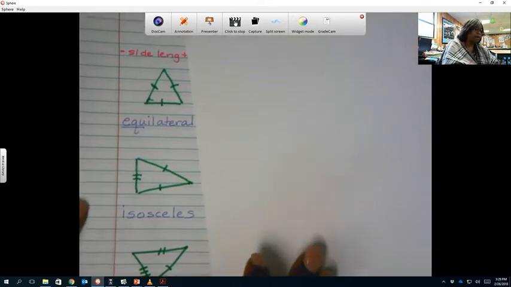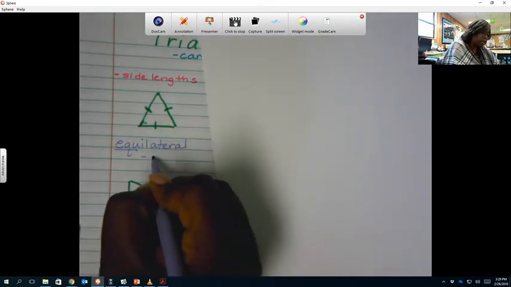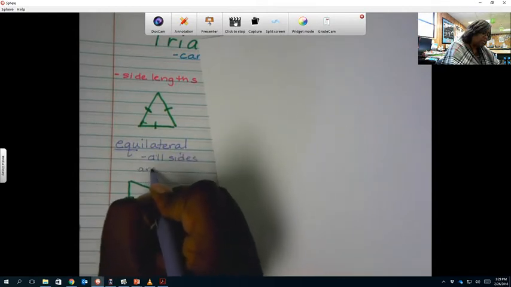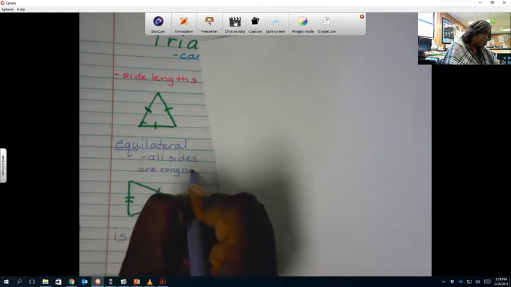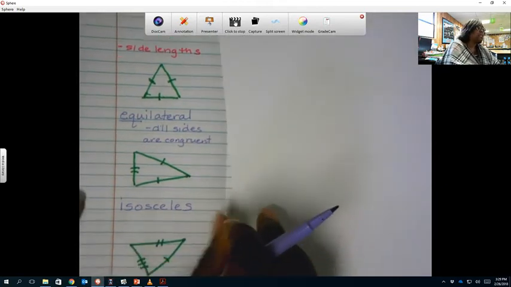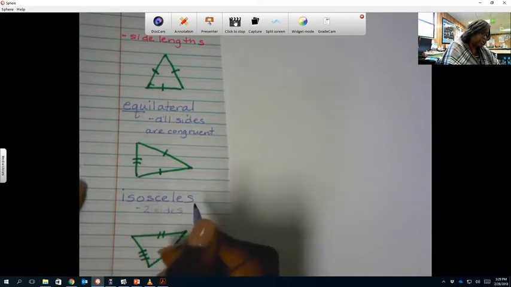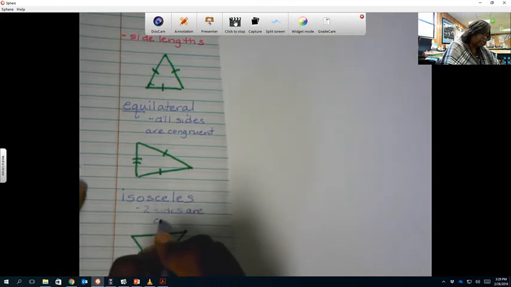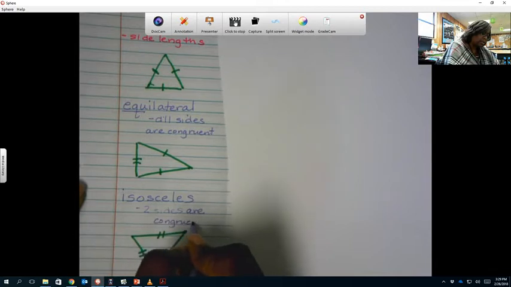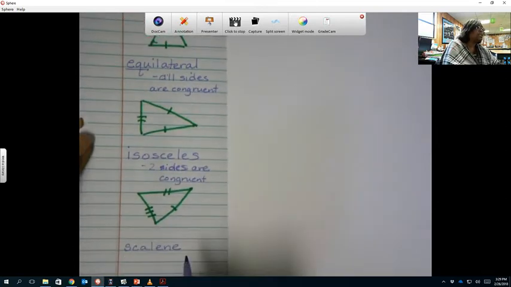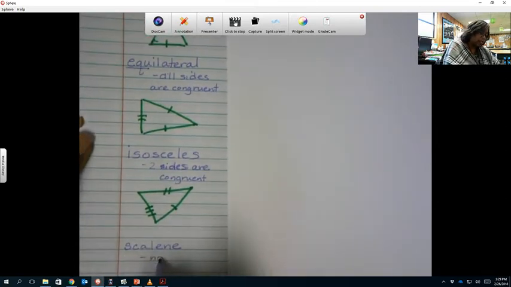So let's go back up. Equilateral, all sides are congruent. Isosceles, two sides are congruent. And scalene, no sides are congruent.